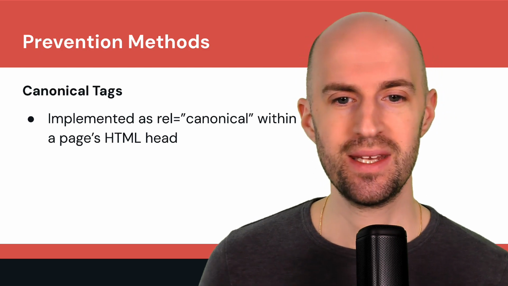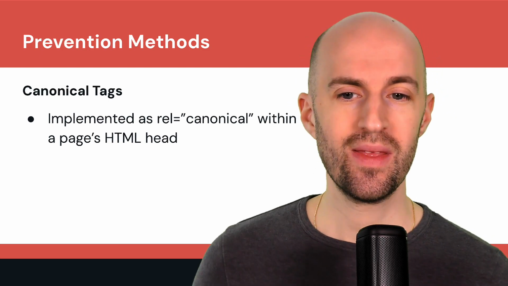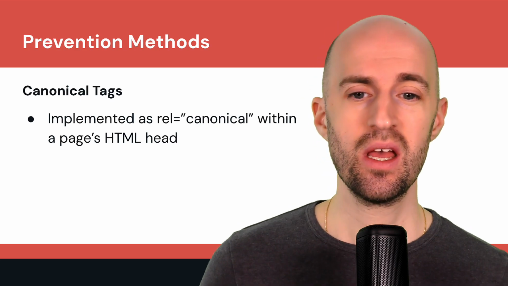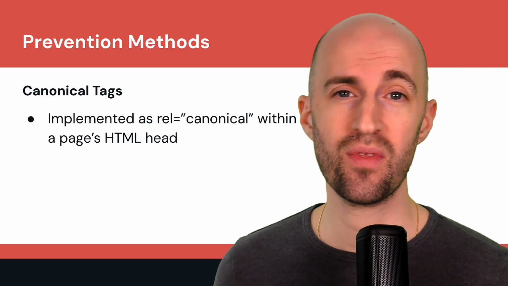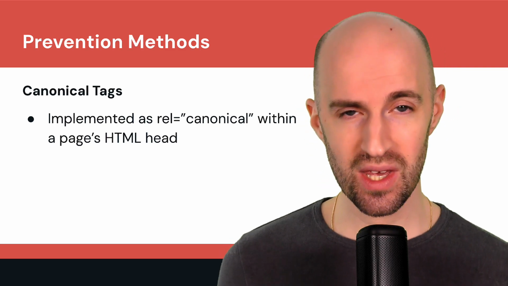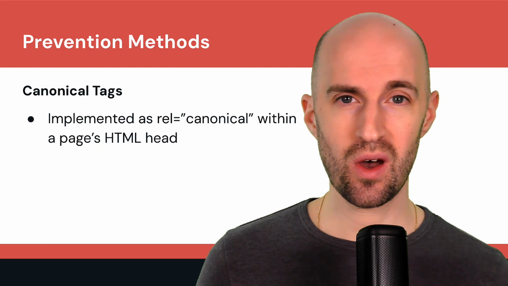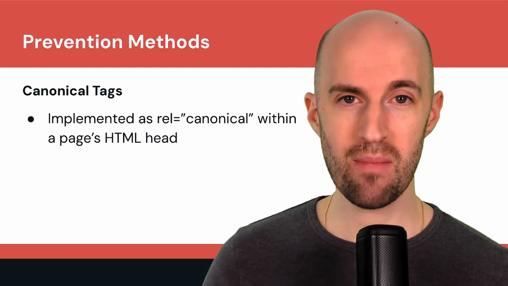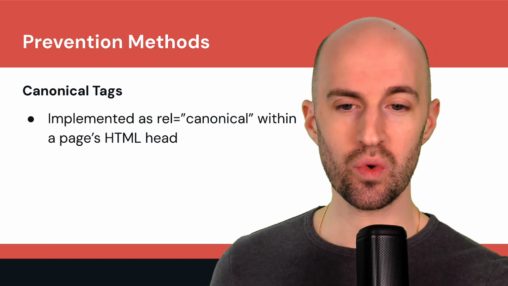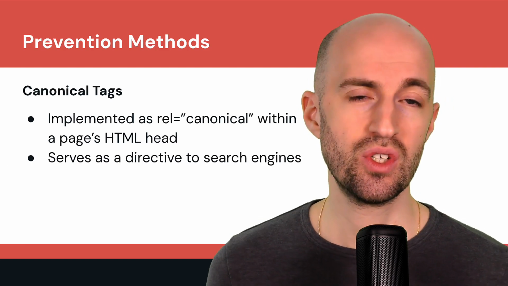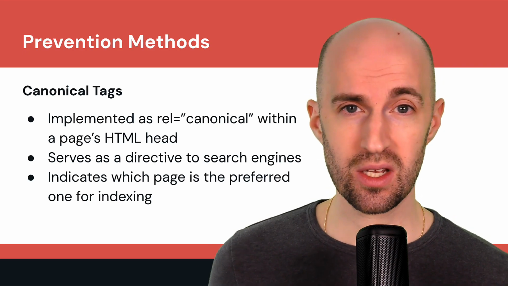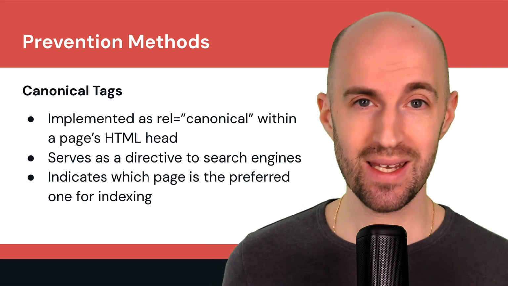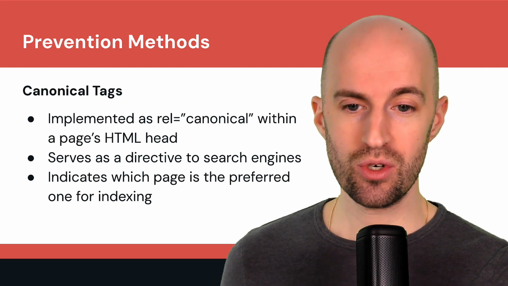So next is canonical tags. These are implemented as rel equals canonical within a page's HTML head. Oftentimes if you're using an SEO plugin like Yoast or Rank Math, they automatically have a field or section where you can select the canonical page instead of having to do it manually within the HTML code. It serves as a directive to search engines and indicates which page out of the duplicates is the preferred one for indexing, which one should be ranked or show up.